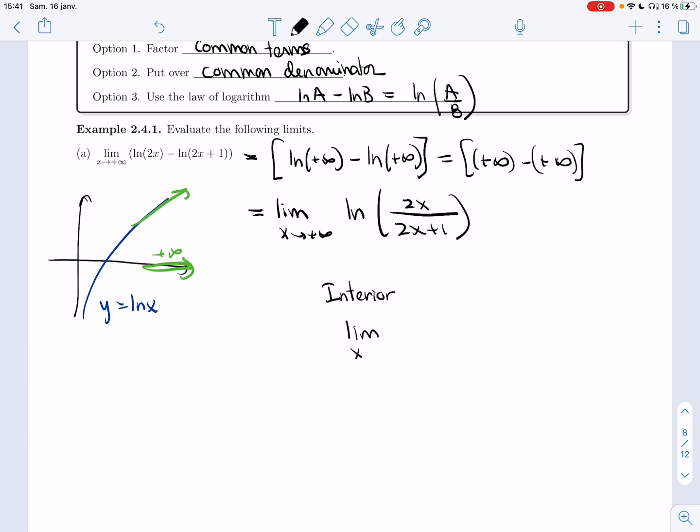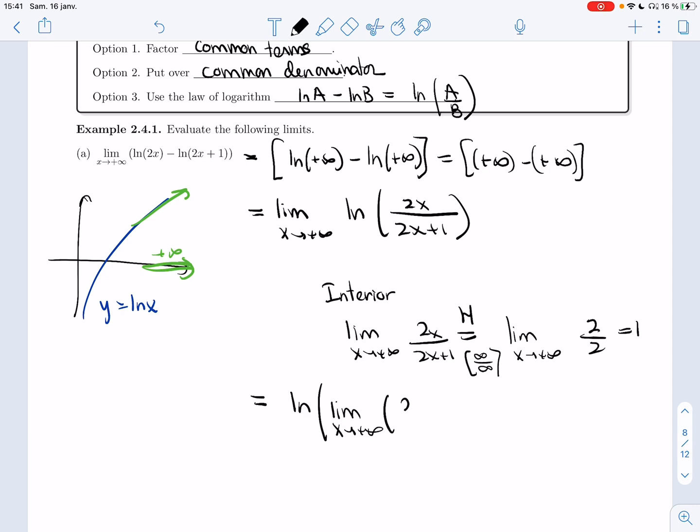I have the limit as x goes to positive infinity of 2x over 2x plus 1. You could either factor out the x or use L'Hopital. Let me use L'Hopital just because it's in the L'Hopital section. I get 2 over 2, and so the limit would be 1. That's the interior. And so if I use the fact that log is continuous, I can switch them. And then I would get log of 1, which is 0. All right, not so bad.